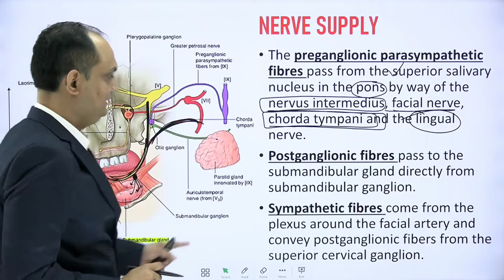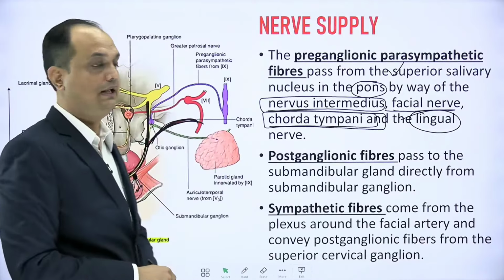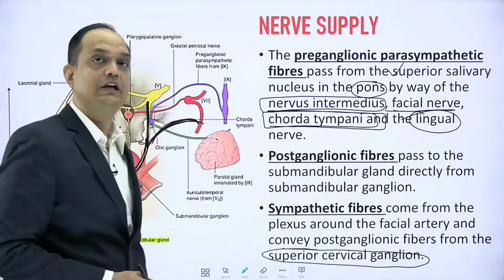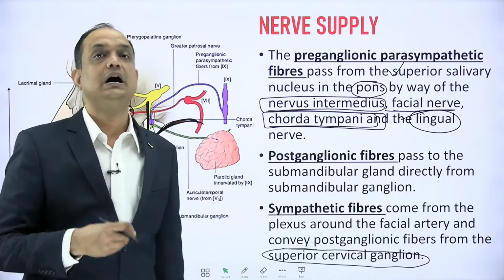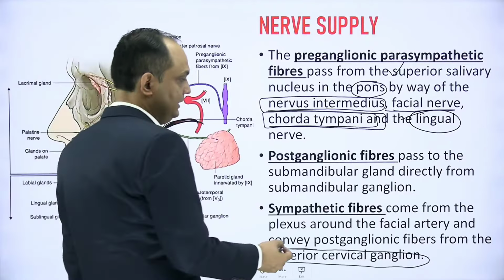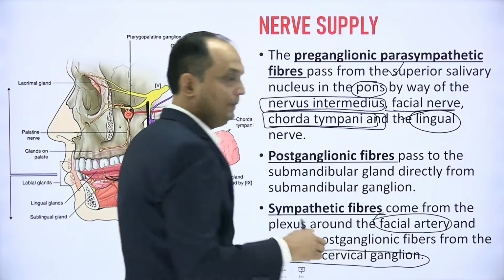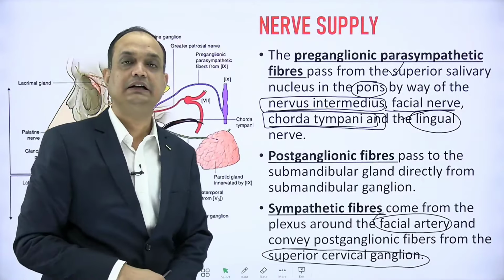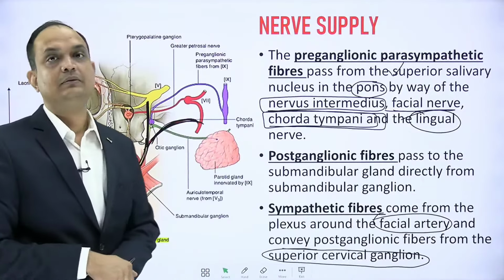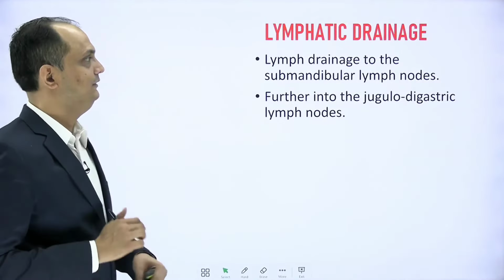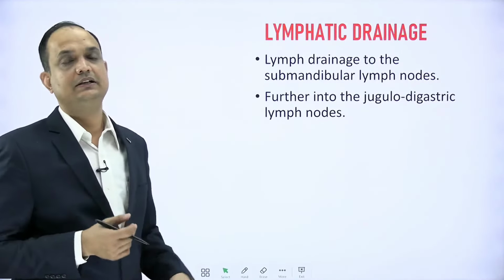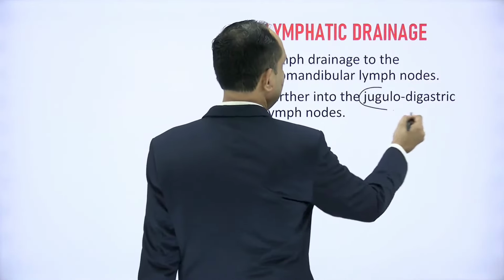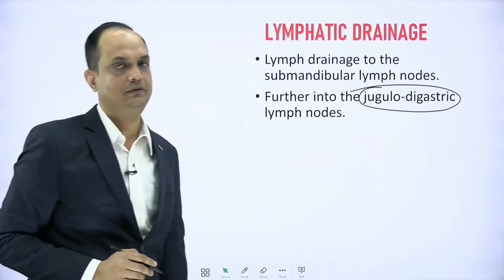When we are talking about the sympathetic fibers, the source of sympathetic fibers is the superior cervical ganglion. From the superior cervical ganglion, the postganglionic fibers come along with the artery. And what is the name of the artery here? It is the facial artery. So the plexus around the facial artery is carrying the postganglionic sympathetic fibers from the superior cervical ganglion. Those will supply the submandibular gland. Lastly, the lymphatic drainage. Lymphatic drainage is into the submandibular lymph nodes, and ultimately it will enter into the deep cervical group of lymph nodes, which is known as the jugulodigastric lymph node.